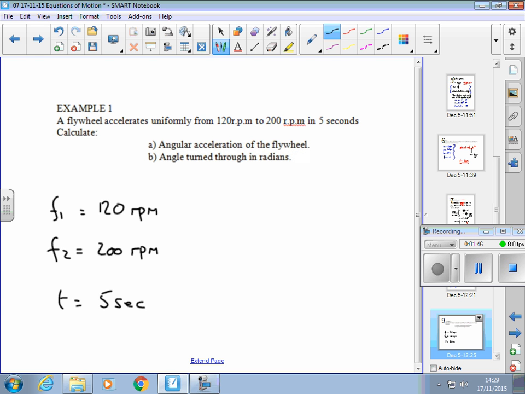So what are we going to do with that information? Divide it by 60. Can do that. What unit are we going to measure in? Now I've got it in revolutions per second. What's another name for that? Cycles per second, hertz. 2 hertz. Now I've got it in a unit that I can use, 2 hertz.